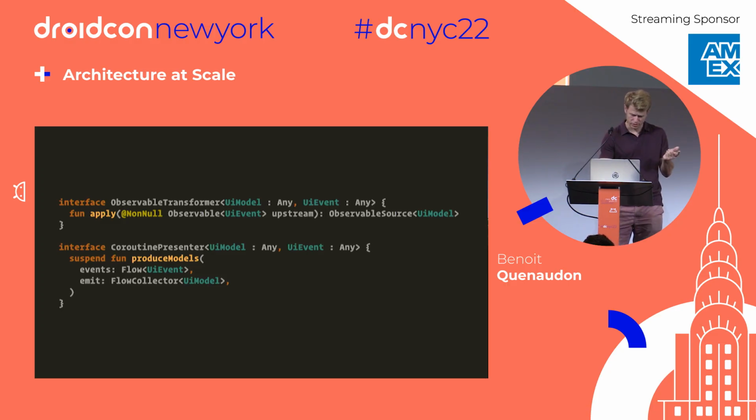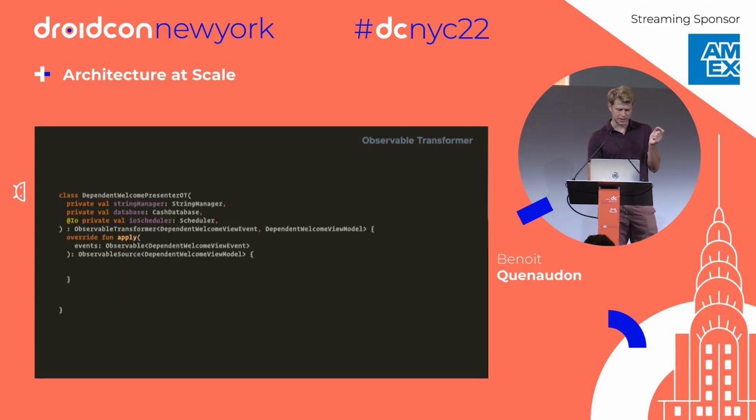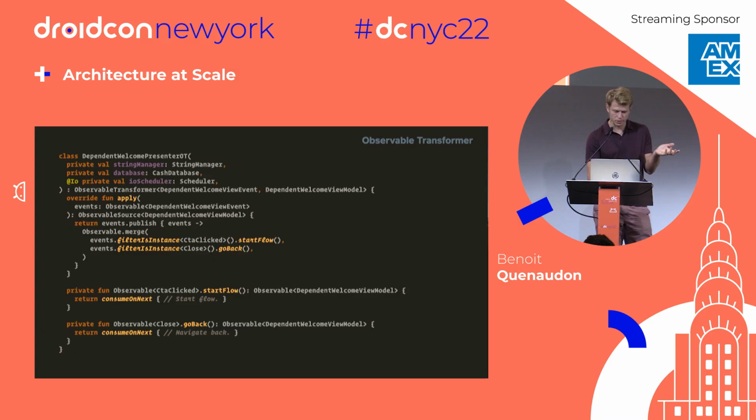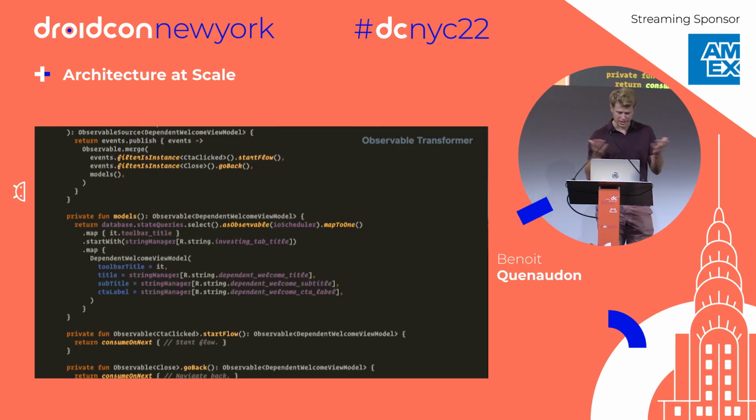But so in observable transformer, this is how it would look. We would inject everything. Here we hook up the events. So we filter, if we have a CTA clicked, we start a flow. If we get a close, we go back. Nothing fancy. And then we have the models. We listen to the database, get the text value that we want, start with the default one, and emit something. So this example is pretty simple.